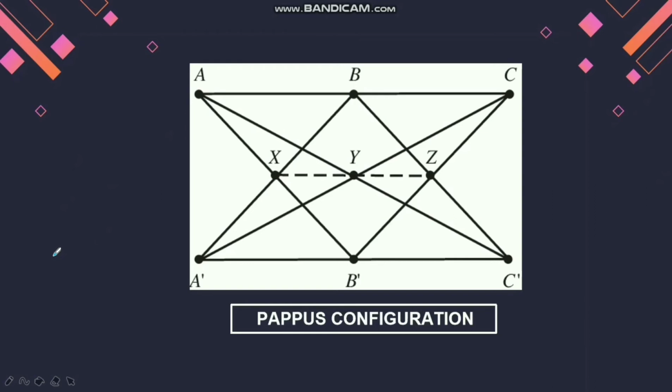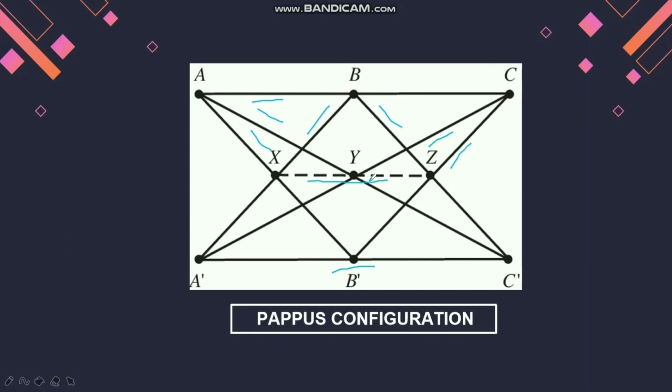So this is the Pappus configuration. As you can see, there are 1, 2, 3, 4, 5, 6, 7, 8, and 9 points. Also, it has 1, 2, 3, 4, 5, 6, 7, 8, and 9 lines.